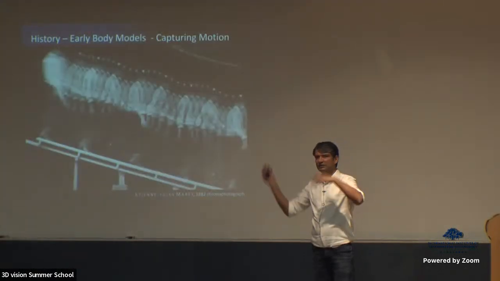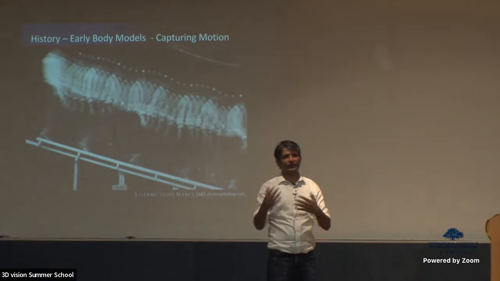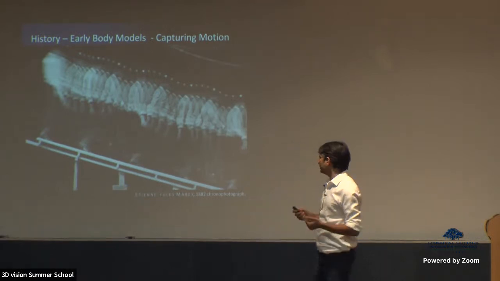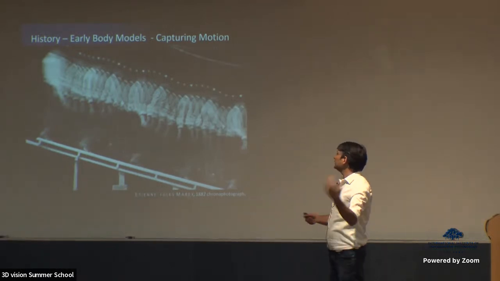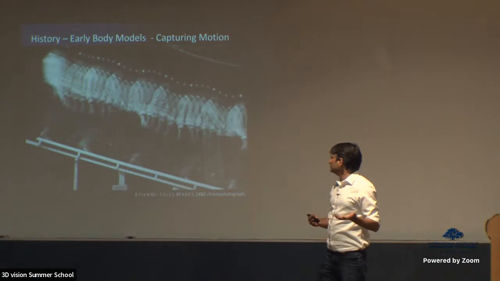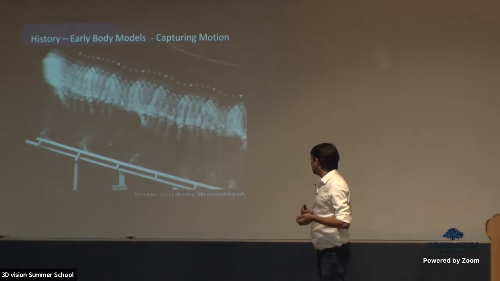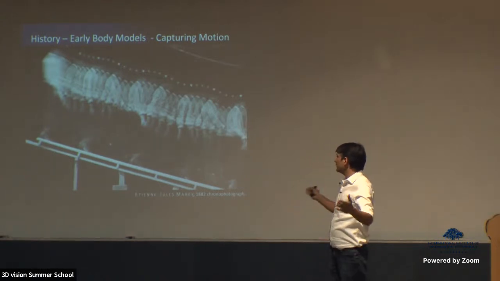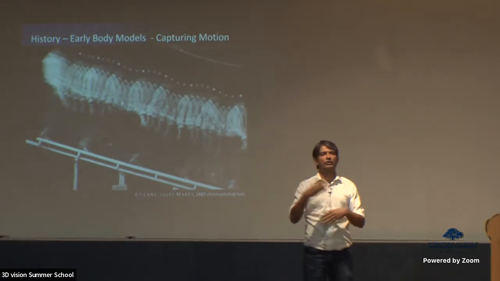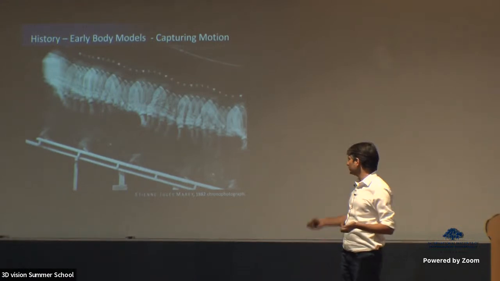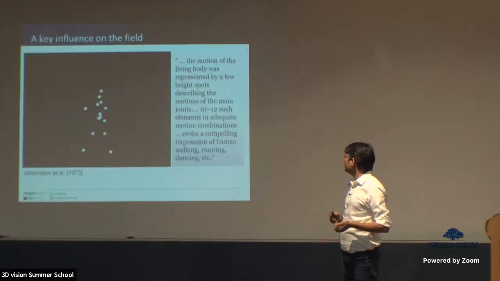Now, let's see how we arrived to where we are today. The earliest capture of the human body and motion was by Murray in 1882. He captured this sequence of images with which he wanted to understand the human body better. So this was back in 1882.